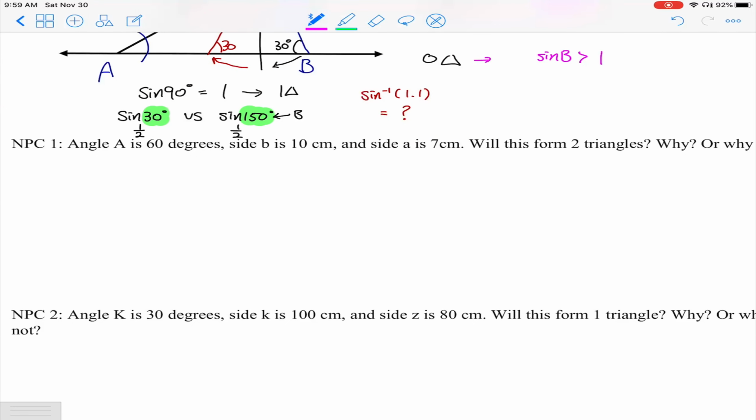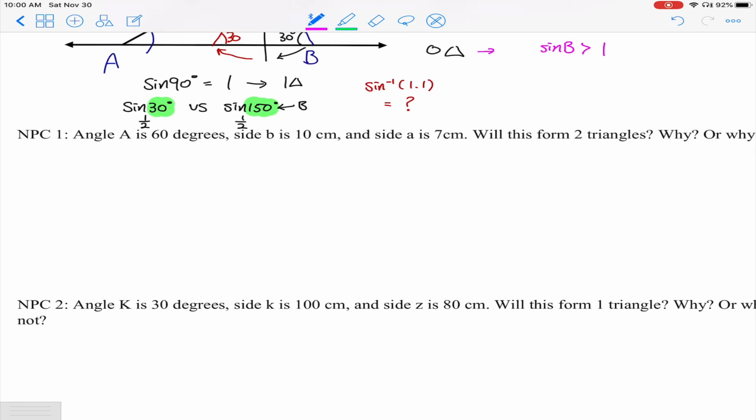Now then, MPC 1: angle A is 60 degrees, side B is 10 centimeters, and side A is 7 centimeters. Will this form two triangles? Why or why not? So let's try this. We have a bottom over there, and angle A is 60 degrees. And side A is 7 centimeters. I'm just going to connect it like this so that it visualizes as a triangle. However, we're not sure. Again, this will form 1 triangle or 2 or 0. We don't know yet. I'm just doing it to make it easier to visualize.